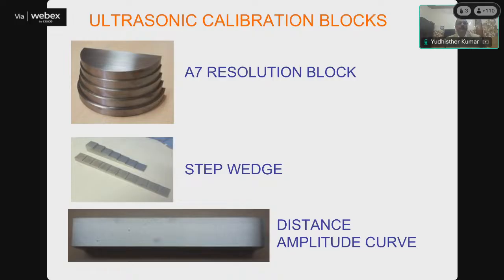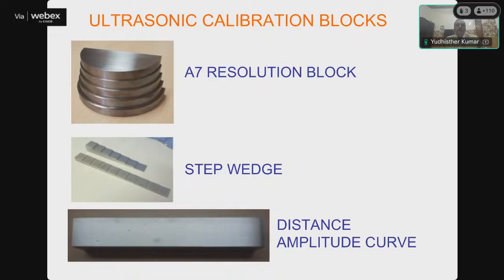Step wedge. These step wedges have thicknesses of 2 mm, 4 mm, 6 mm, up to 10 or 12 steps, from 1 mm to 10 mm, in increasing thickness steps. These are also used for setting up the dual probe or dual transducer setup for detecting subsurface defects.